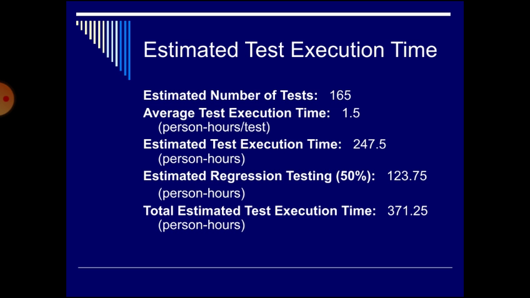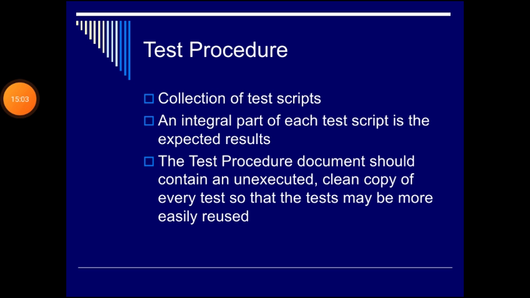Estimated regression testing is 50% of that time, which is 123.75 person-hours. And the total estimated test execution time is 371.25 person-hours that we are going to spend to test the particular component, that is, 371.25 person-hours for the 165 tests. So this is the estimation of test execution time.